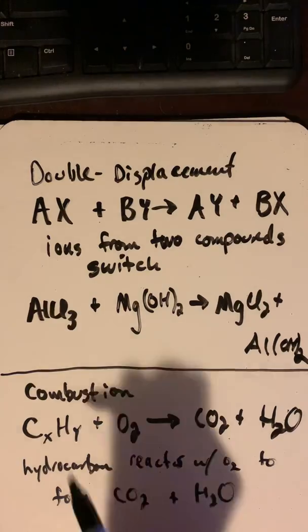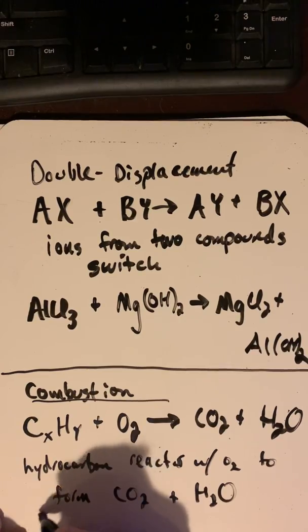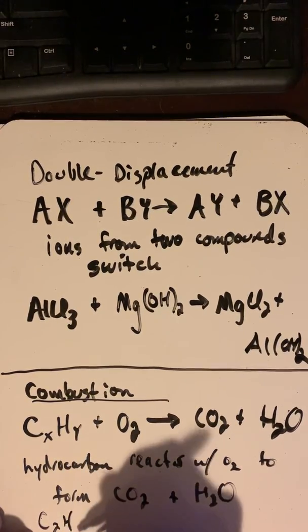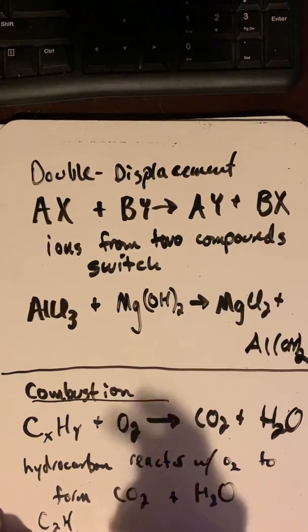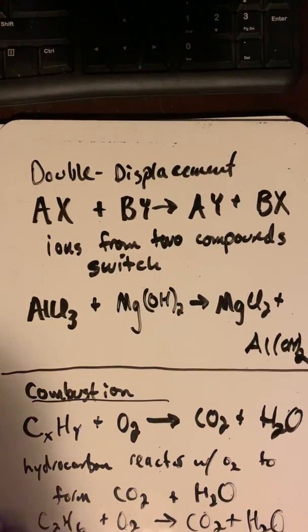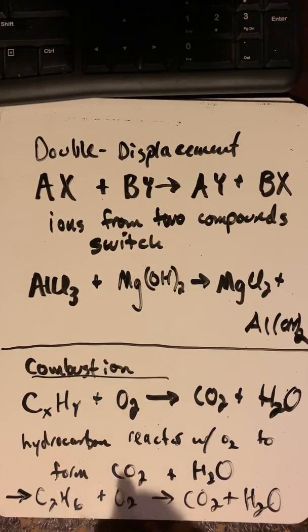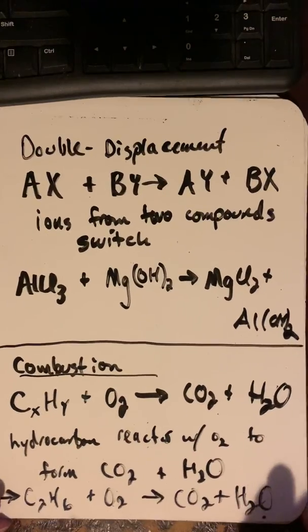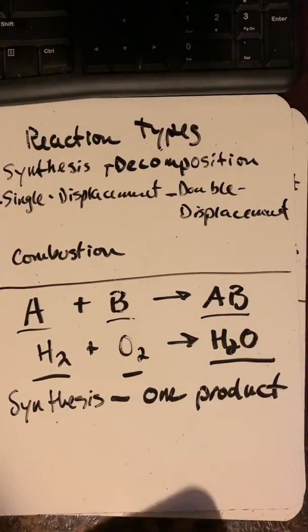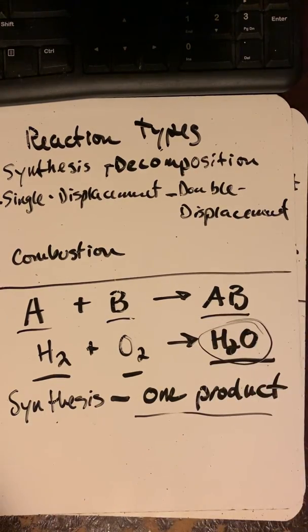So again, you have to identify the type of reaction. So if you saw a reaction that had a hydrocarbon like this, C2H6 plus O2 yields CO2 and H2O, you know that that has to be a combustion reaction because a hydrocarbon reacted with oxygen to form carbon dioxide and water. Okay, back through them again. We had synthesis, where there's one product. Okay, this reaction has one single product, so it has to be synthesis.